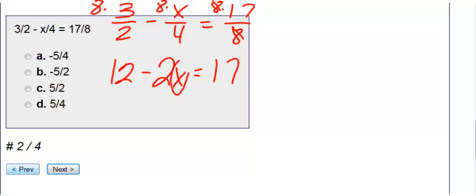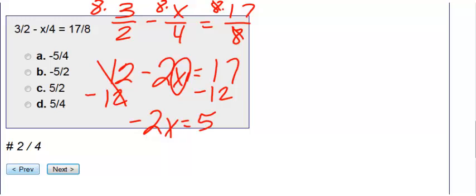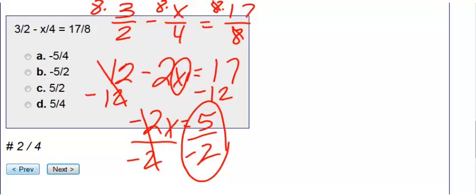So now my goal is to get this x by itself. First I need to move this 12. It's a positive 12, therefore I'm going to subtract 12. This is gone. I get negative 2x equals 17 minus 12, which is a positive 5. And lastly, we get rid of this negative 2. It's negative 2 times x, so the opposite of multiplying is dividing. Therefore, our answer is just 5 over negative 2, which is my choice B.